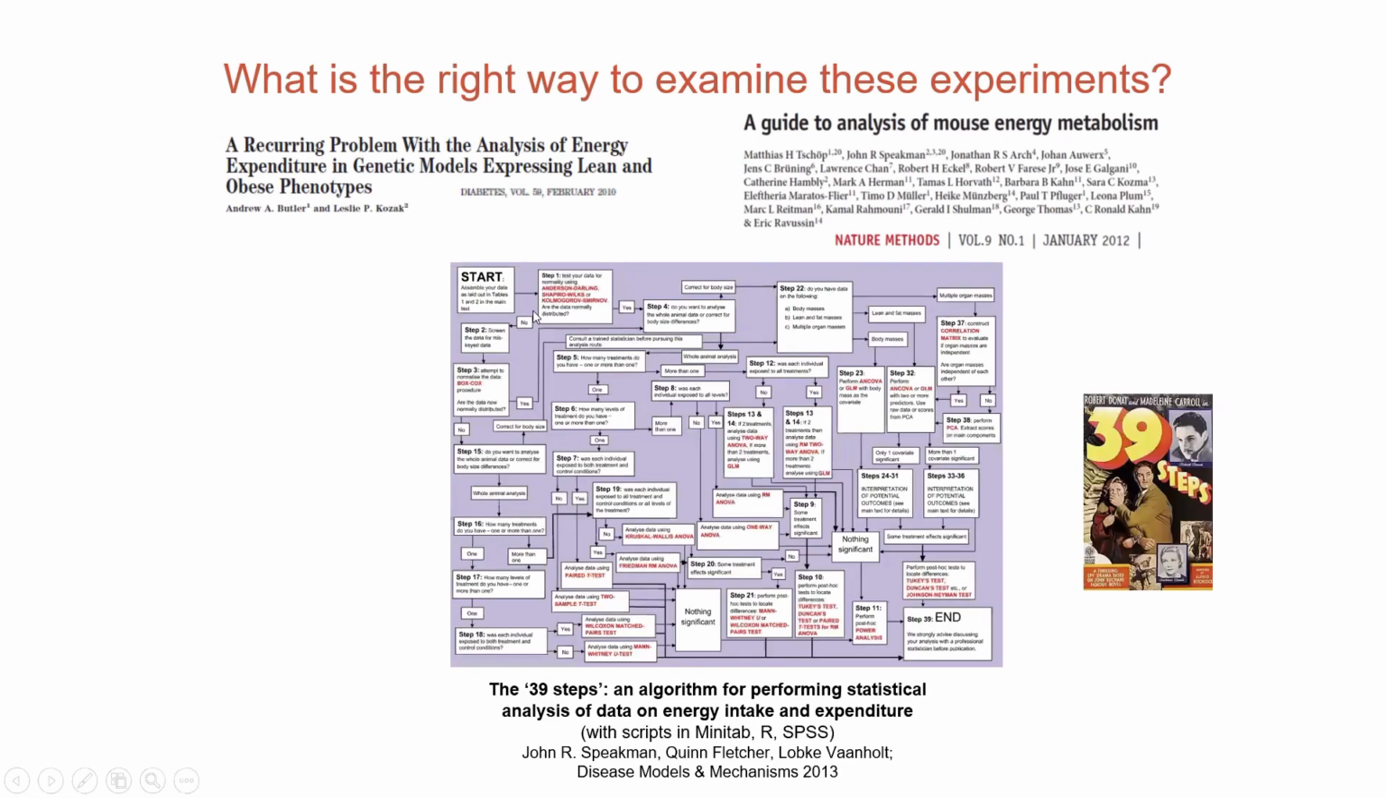John Speakman put together a paper which was the 39 steps as an algorithm for performing statistical analysis on data and energy expenditure. So this was the computational solution to this recurring problem. People don't know how to do it. If you just run his simple program, you could find the answer very simply. And he provided data, scripts in Minitab, R, and SPSS.